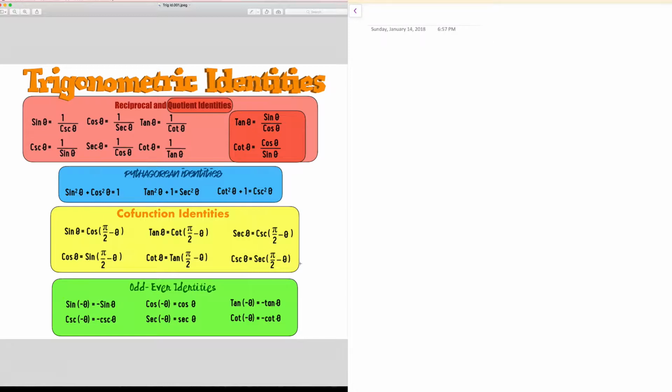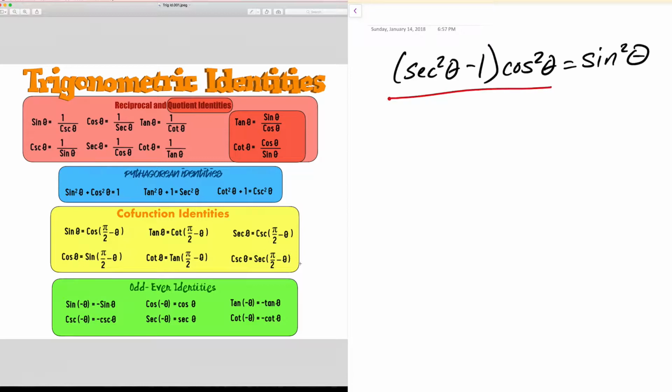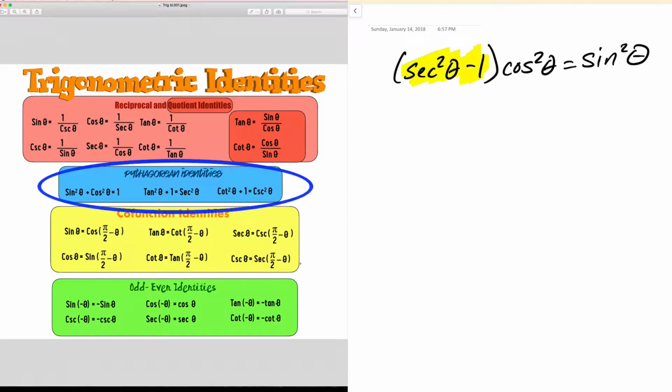Alright, so number one, the problem is secant squared theta minus 1 times cosine squared theta equals sine squared theta. My objective in all of these problems is to verify that everything on the left equals what's on the right. Taking a look at the left, right off the bat I see a secant squared theta minus 1. Whenever I see something squared minus 1, or 1 plus something squared, that's usually a telltale sign of a Pythagorean identity.